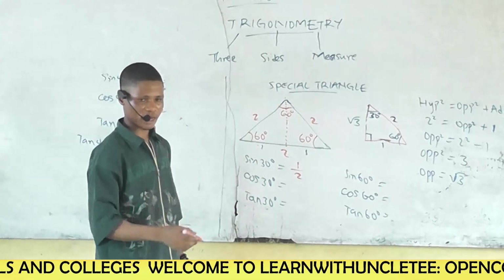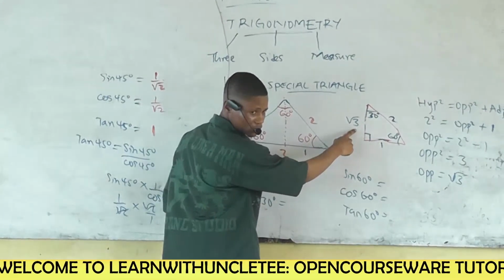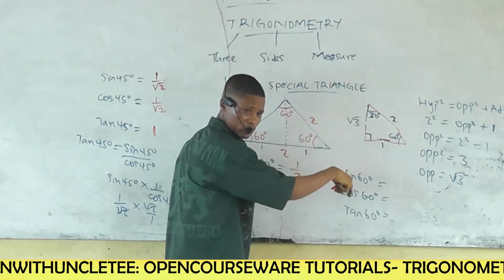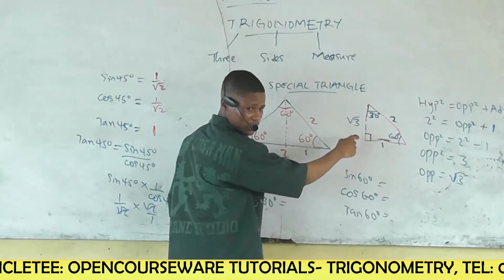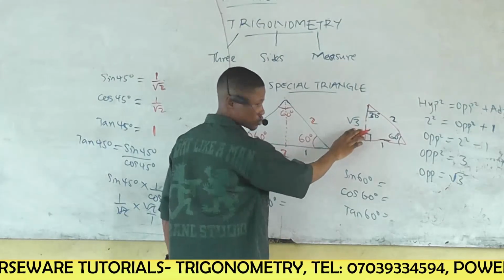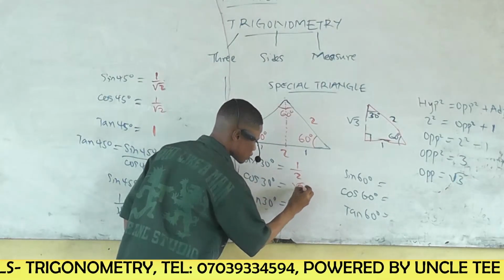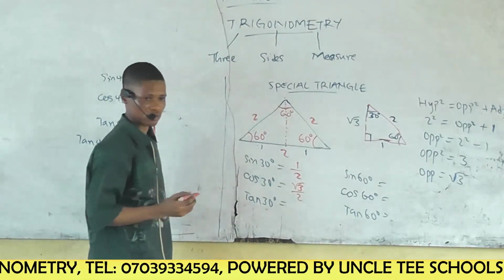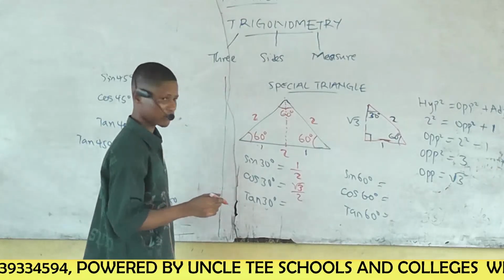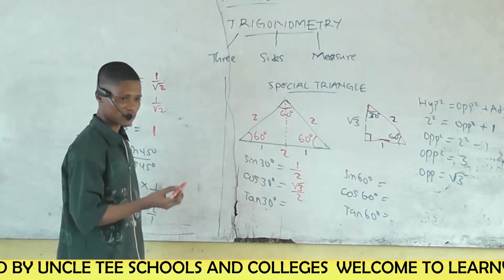Now, cos 30 degree is adjacent over hypotenuse, or abscissa over hypotenuse. This is the abscissa now. Okay? The side facing the required angle is the opposite, so this side is the adjacent. Hypotenuse will still maintain its own. So adjacent over hypotenuse, which is 2. So that's root 3 over 2. Root 3 over 2. Now, for tan 30 degree.